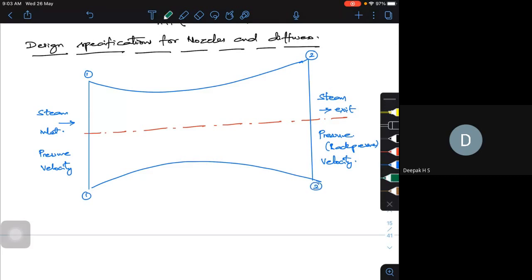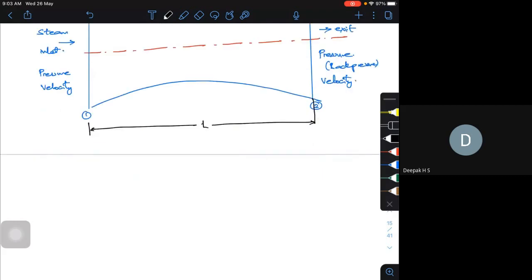Now how does this pressure drop take place? I told you that the pressure drop takes place along the length. So if this is the length of your nozzle, L, the pressure drop takes place along the length of the nozzle. So it will be pressure drop per unit length of the nozzle.